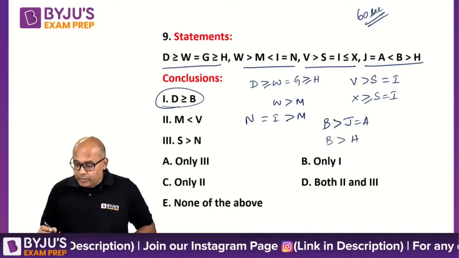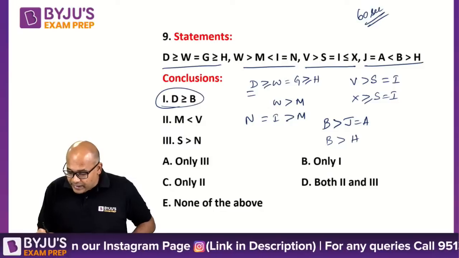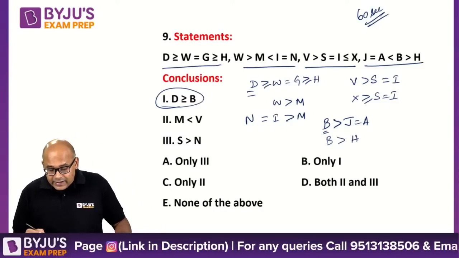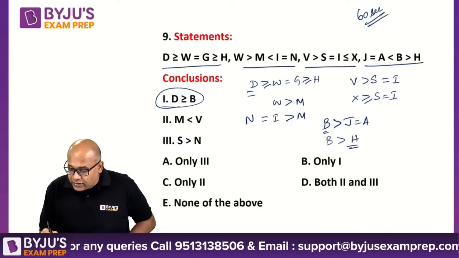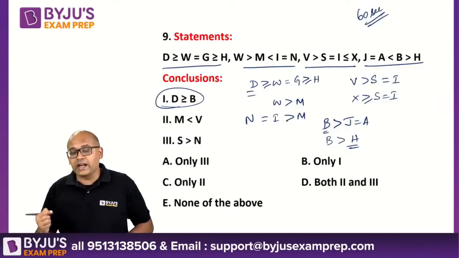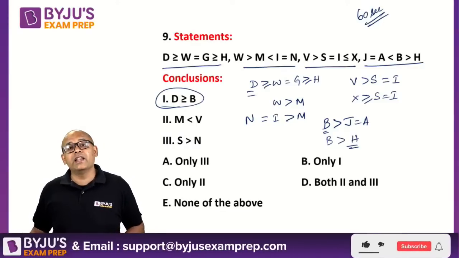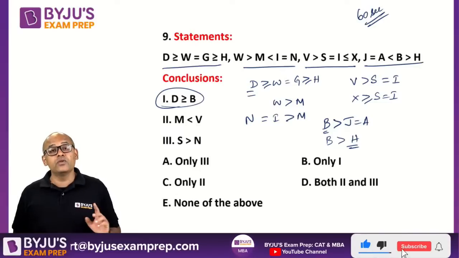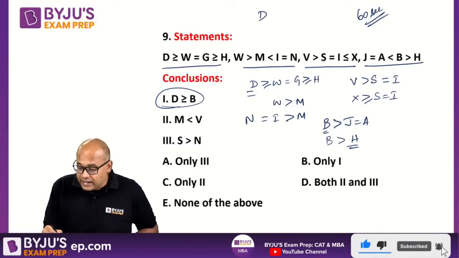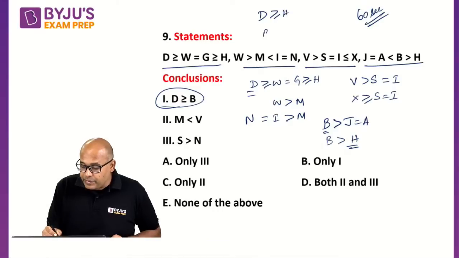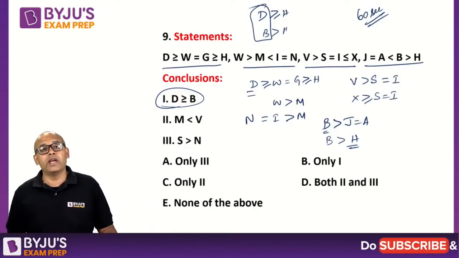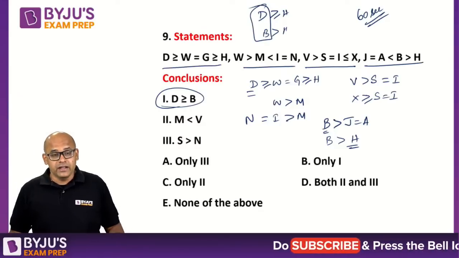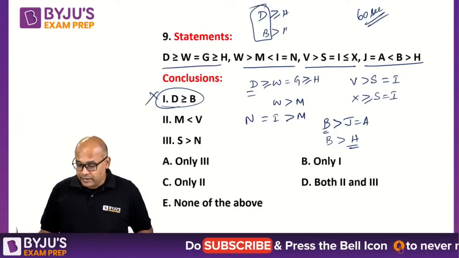D greater than or equal to B. So we have a D here, and where is B? B is here. So is there a link? Yes. What is the link? H is the link. So D is greater than or equal to H and B is greater than H, but that does not connect anything between D and B. There is no connection. It's like saying D greater than or equal to H and I have a B which is greater than H. So between D and B I cannot conclude anything. So 1 cannot be confirmed.